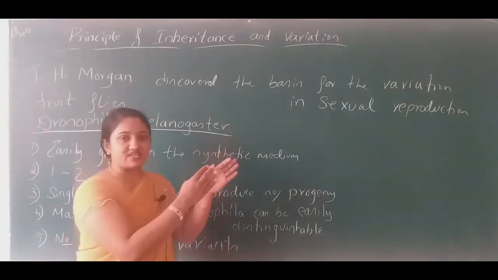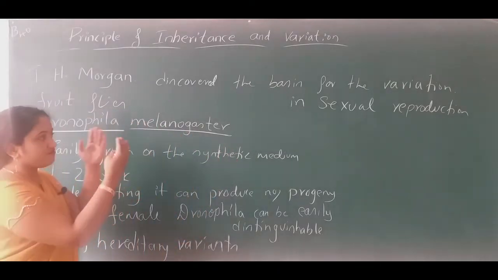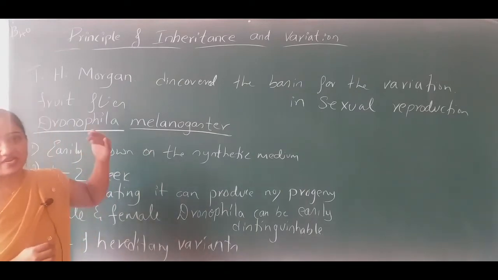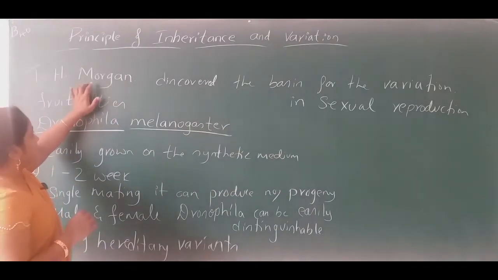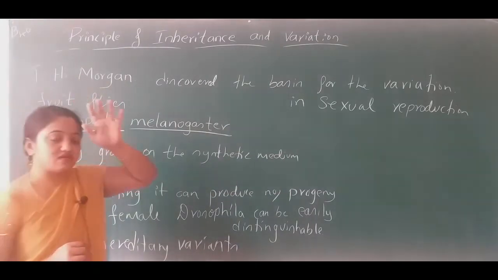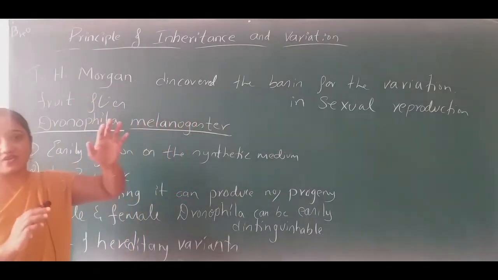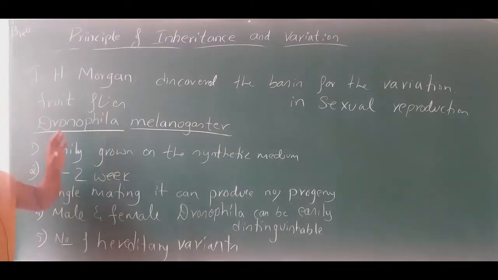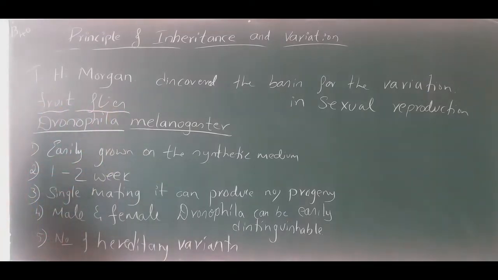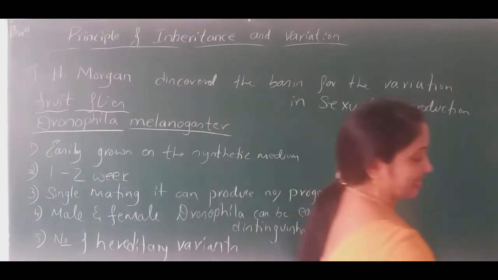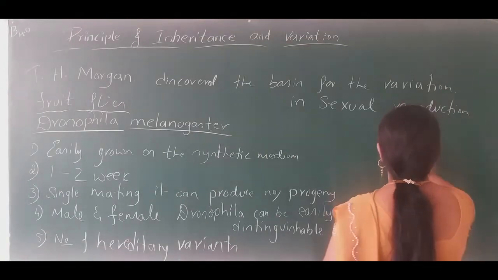That variation concept, which we are studying in linkage and recombination, was clearly described by T.H. Morgan, but he could not work on humans. Because of that reason, he chose the fruit fly. So we'll move on to linkage and recombination.